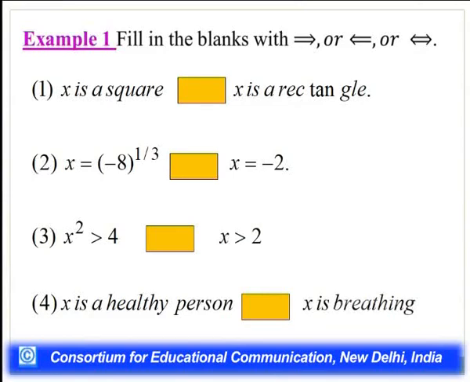Right, so we will now do some exercises to see how well you've understood the implications. In this exercise, you're supposed to fill in the blanks either with the forward implication arrow or with the backward implication arrow. And if both the implications work, then you will enter the equivalence arrow in the box. So the first example is where proposition P, the left side proposition, is X is a square, and the right side proposition is X is a rectangle.